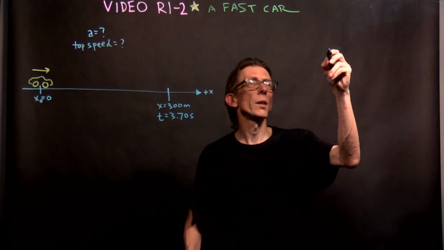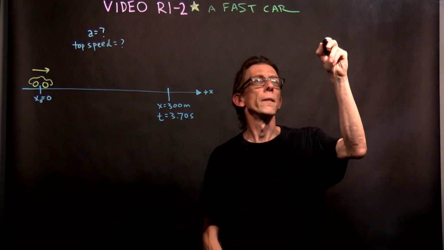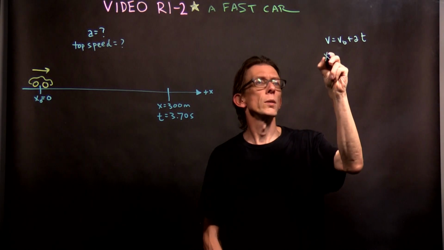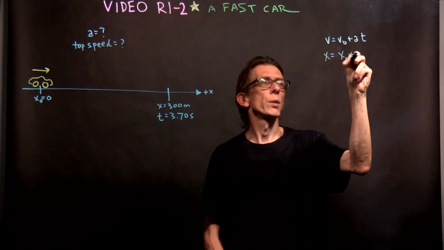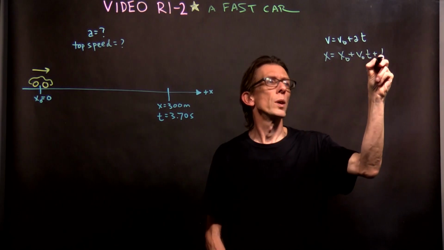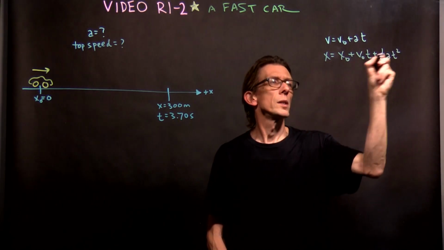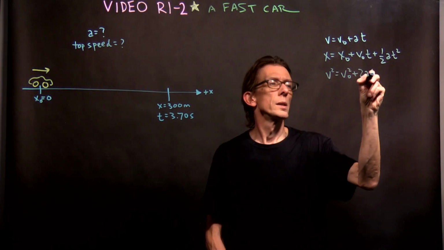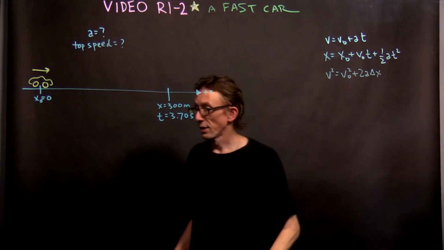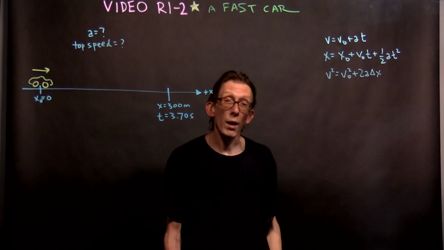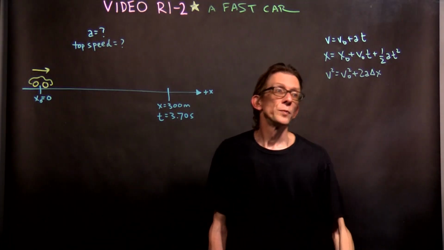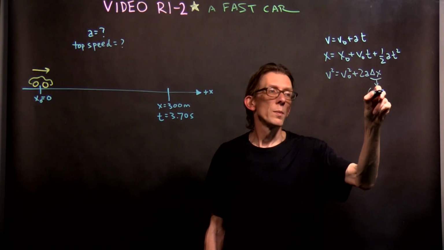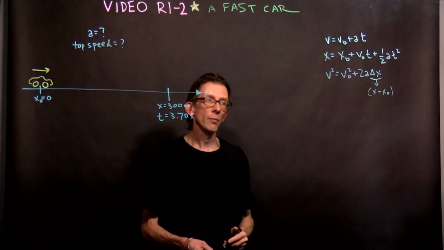Let me write the equations up here. Our dear friends, we have v is v naught plus at. I meant to write these up before I started the video, but here we are. x equals x naught plus v naught t plus 1/2 a t squared. v squared is v naught squared plus 2a delta x. And remember that delta x is the same as x minus x naught. It's the displacement.